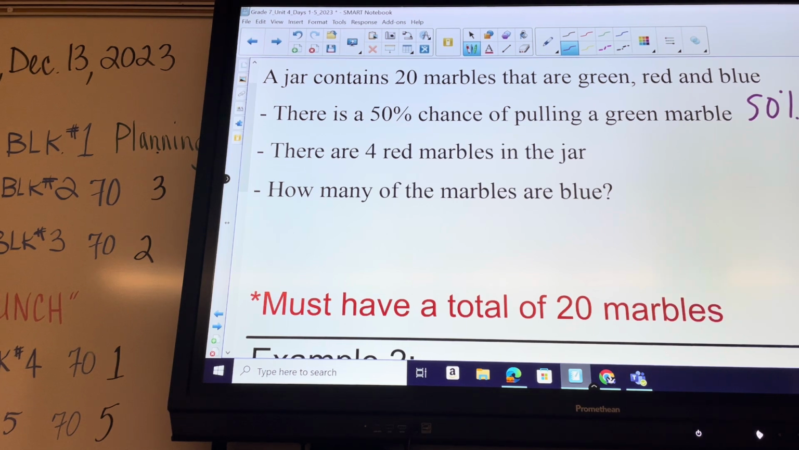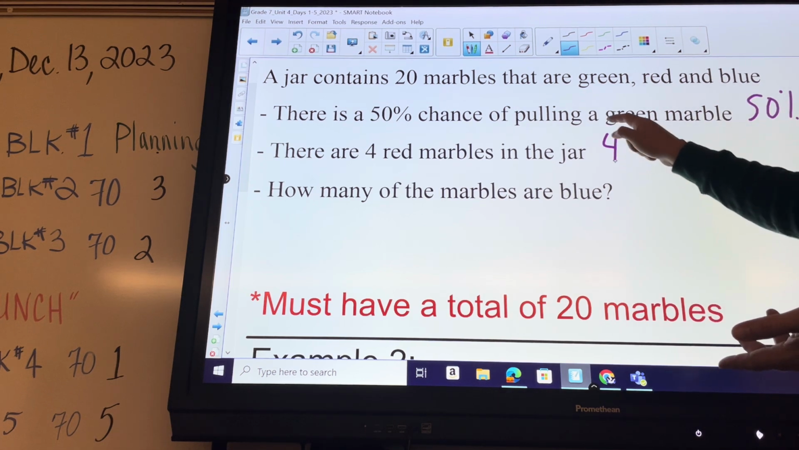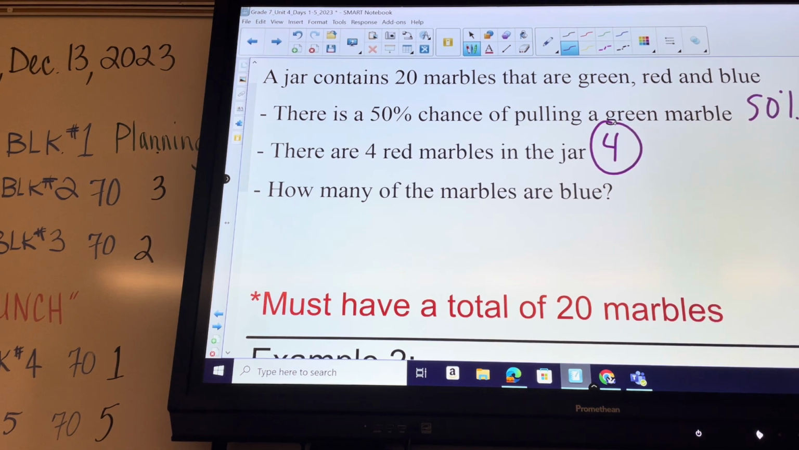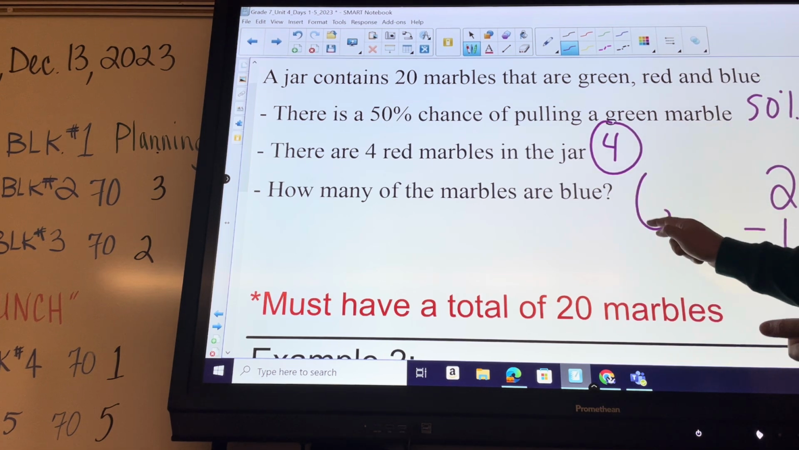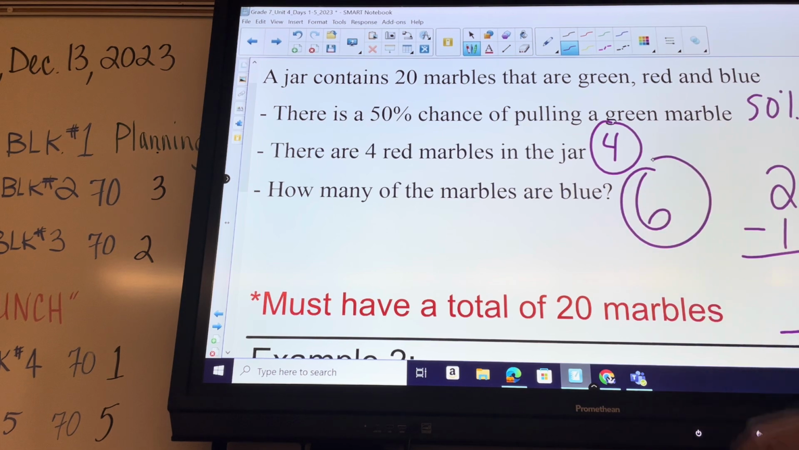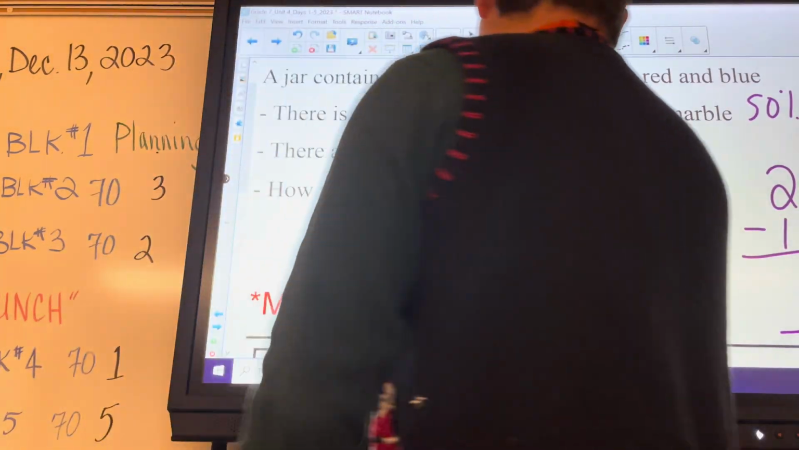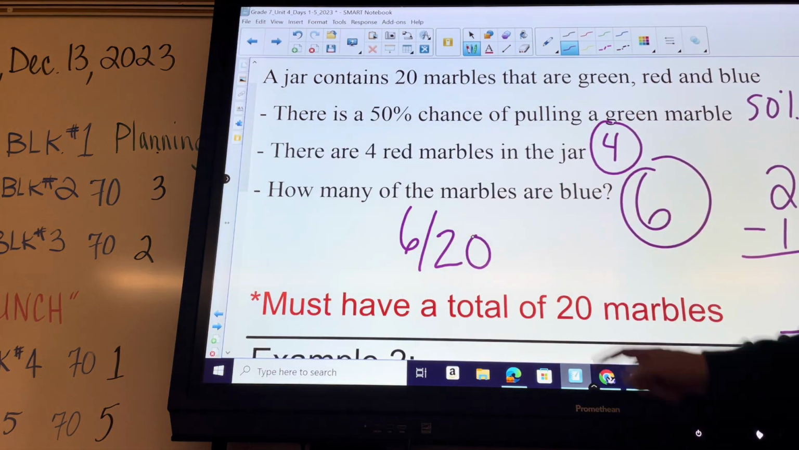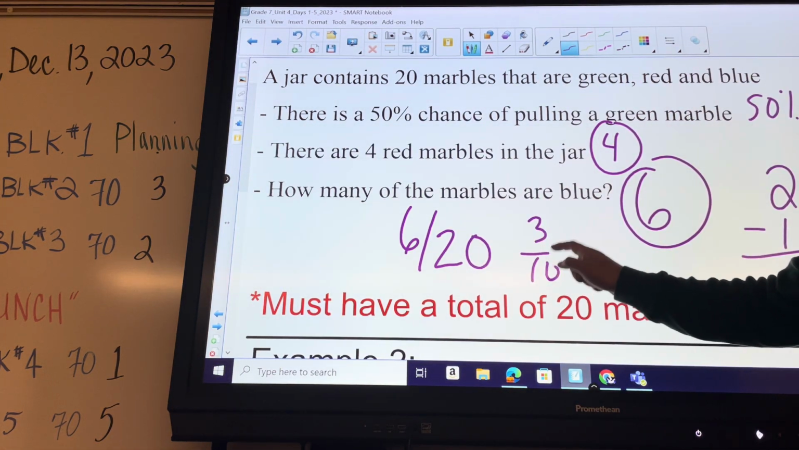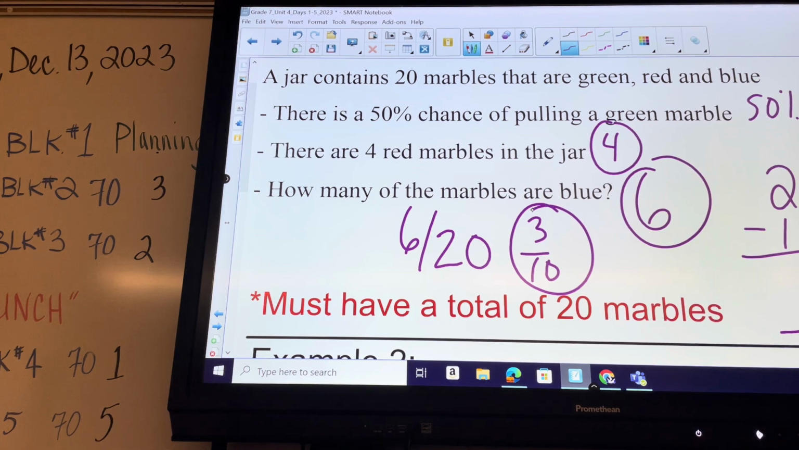There are 4 red marbles in the jar. It already tells me that. So red is 4. How many of the marbles are blue? Well, there was a total of 20. We knew 10 of them were green. 4 of them are red. That means 6 left that are blue. So my chances of pulling a blue would be 6 out of 20. And if you simplified that, it would be 3 out of 10, or a 30% chance.